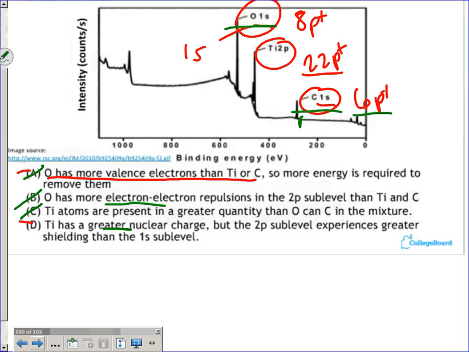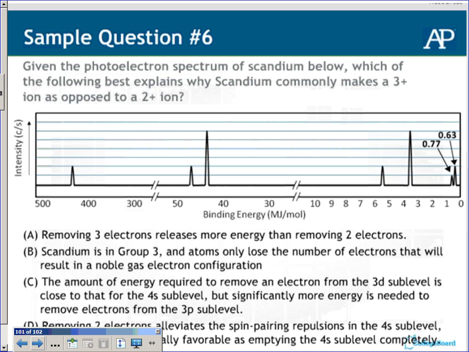Greater nuclear charge, check, but the 2p sublevel experiences greater shielding. True statement? Yeah, because what's between the 2p and the nucleus of titanium? 1s and 2s, right? So there is more shielding than the first sublevel. So all that's true, and it agrees with the data the way it works out. Because this has more shielding, so it's going to have a lower binding energy associated with it. So these graphs can tell you a lot of information. I just don't want you guys to miss out on the little details. All right, last one.